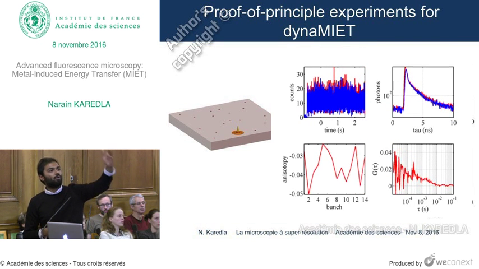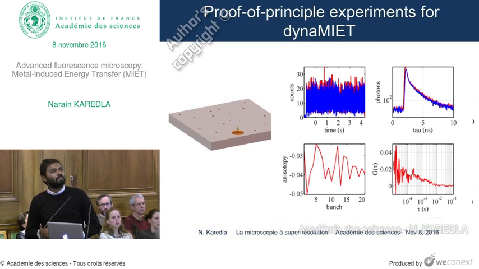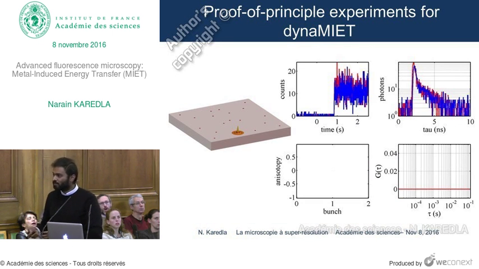You go from point to point where the molecules are, and you collect the correlation till the molecule bleaches, and you go from point to point and average out over, let's say, 100 points.